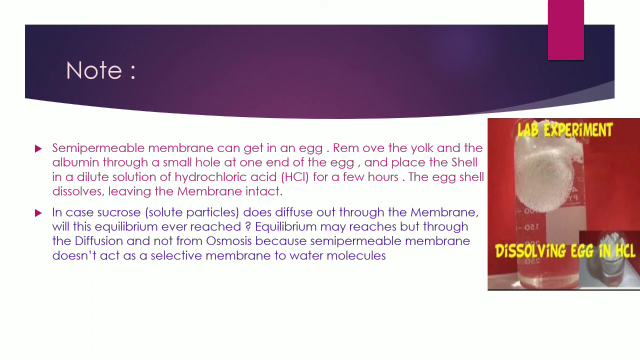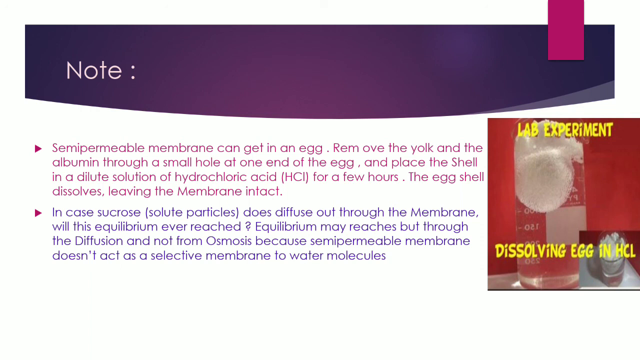A semi-permeable membrane can be obtained from an egg. Remove the yolk and the albumin through a small hole at one end of the egg and place the shell in a dilute solution of hydrochloric acid for a few hours. The eggshell dissolves, leaving the membrane intact.